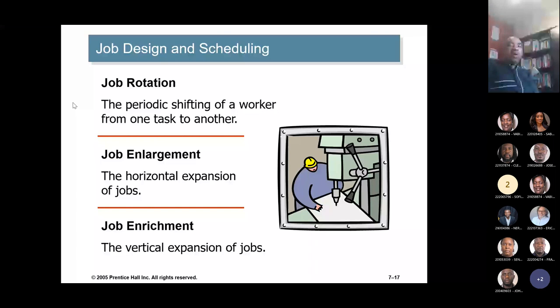Now, when we talk about job enrichment, it is the vertical expansion of a job. Can you see? Enlargement is the horizontal, adding more responsibility to your job from one unit to the other. Then enrichment is vertical expansion. That is, moving up the ladder of the hierarchy, expanding your job to the top echelon of the organization. All right. So these are guidelines for enriching a job.